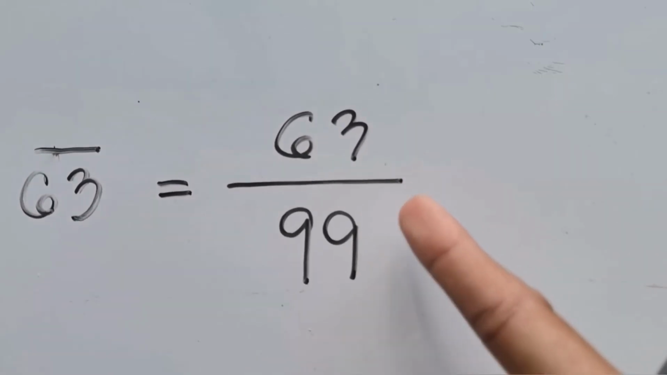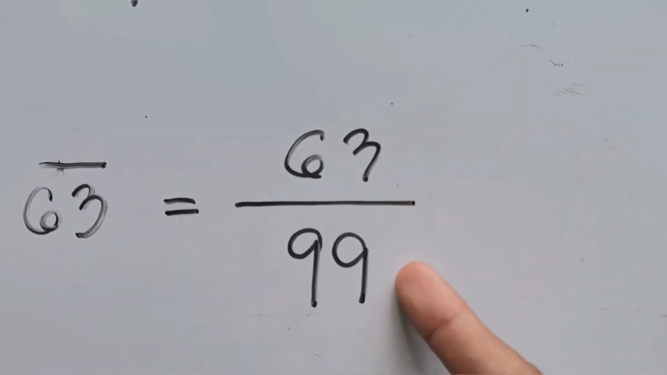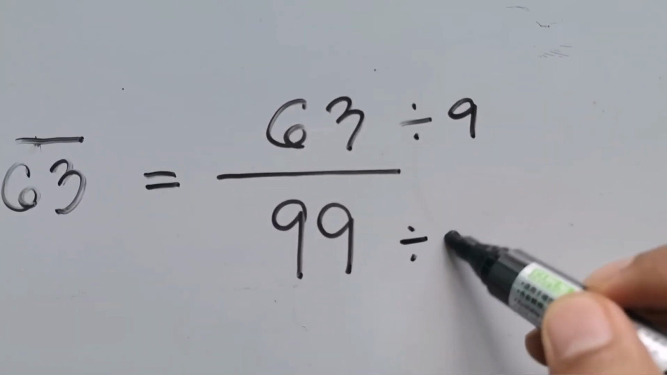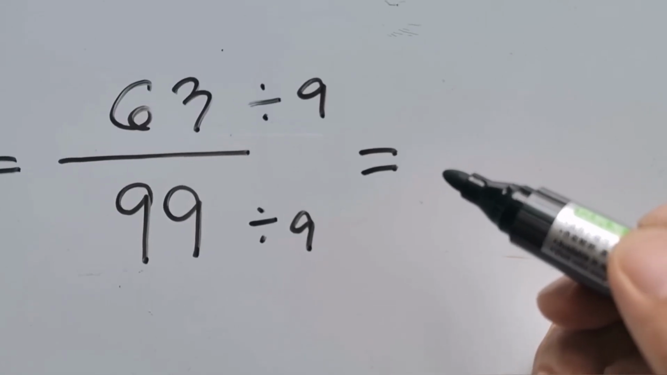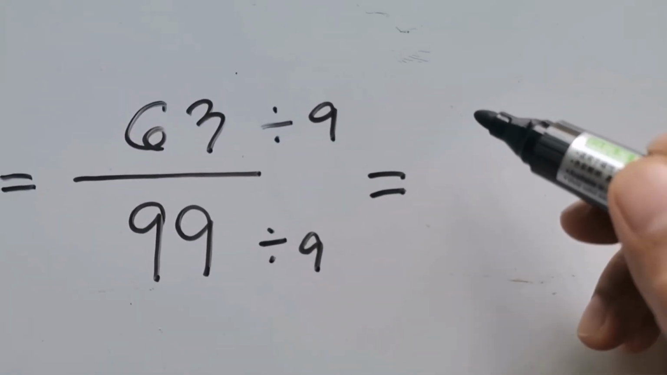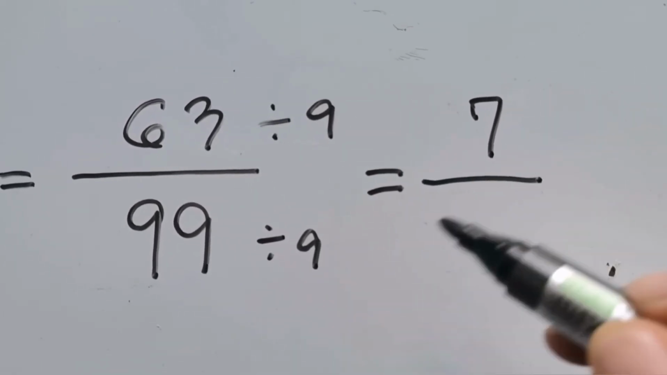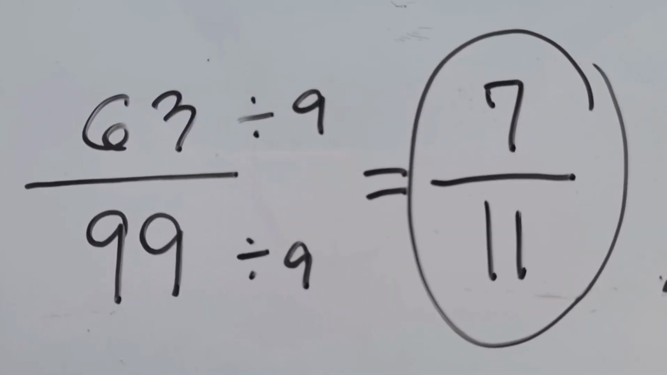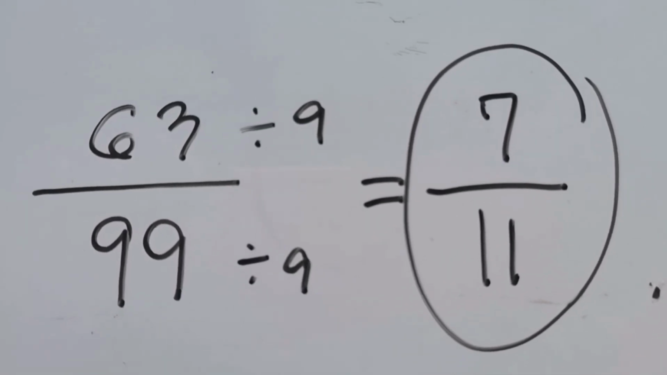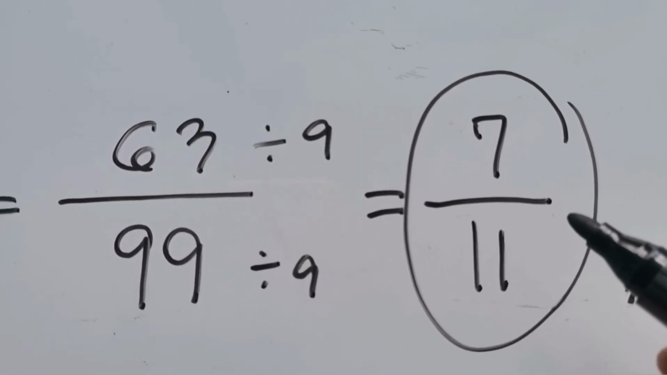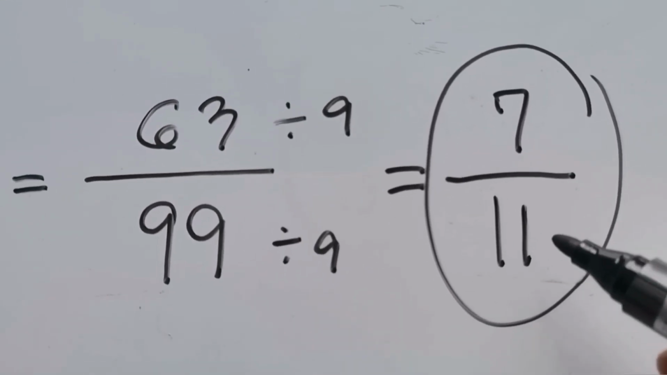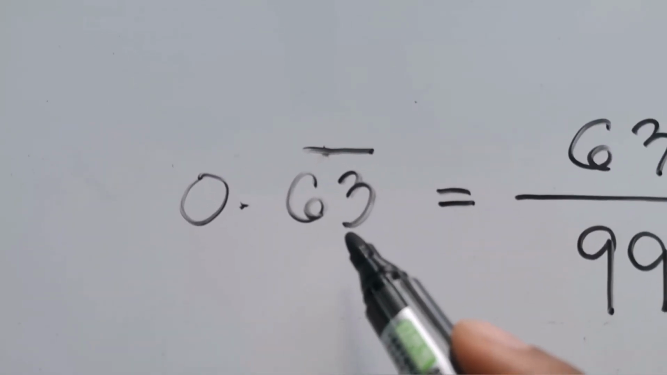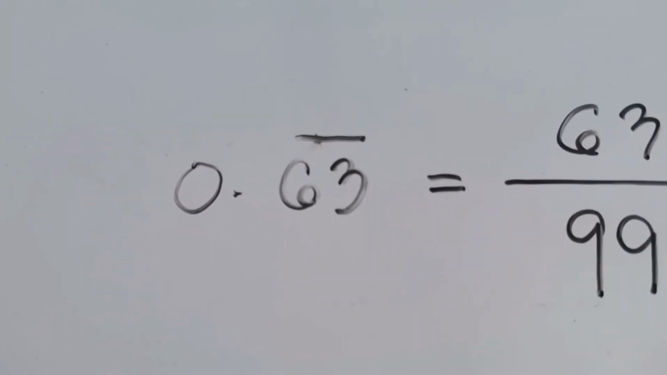Pwede nating i-divide the denominator by 3 and the numerator by 3. Pwede din namang i-divide natin by 9. So 63 divided by 9, that is 7. 99 divided by 9, 11. So we have 7 over 11. If you use your calculator, if you will divide 7 divided by 11, you can have an answer of 0.63 repeating, or that is 0.636363, and so on and so forth.